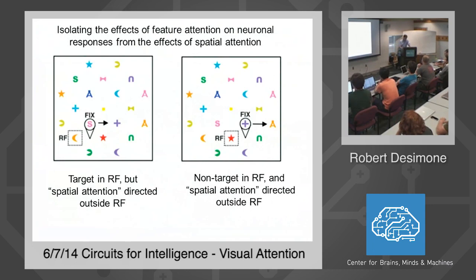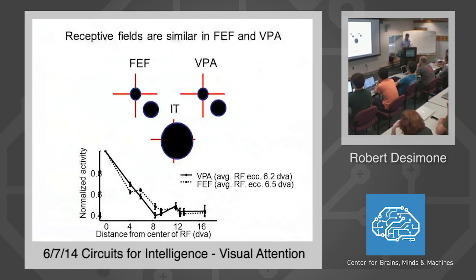And we were not the first to use this design. It's been used in a number of experiments in the frontal eye fields. Okay. So if you record from VPA, compare it to the frontal eye fields, and we did some recordings in IT cortex, the VPA and frontal eye field cells have almost identical receptive fields. This is shown in the sensitivity plot here. The sizes are almost the same. IT receptive fields are much bigger.